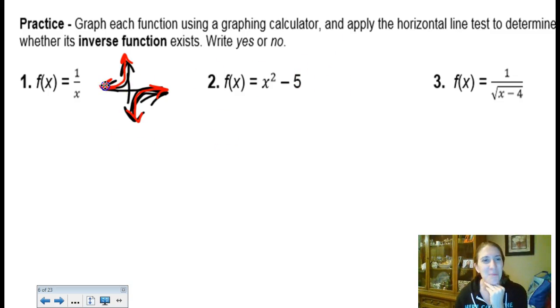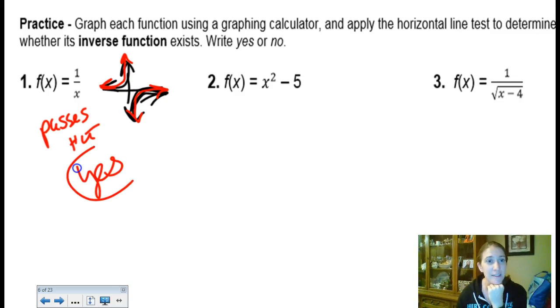Anyways, it has a horizontal and a vertical asymptote here, which a lot of kids get confused by. They're like, doesn't it fail the horizontal line test right here? No, because this branch approaches from the top, and this branch is supposed to approach from the bottom and not cross. So basically, since this passes the horizontal line test, yes, the inverse is a function.